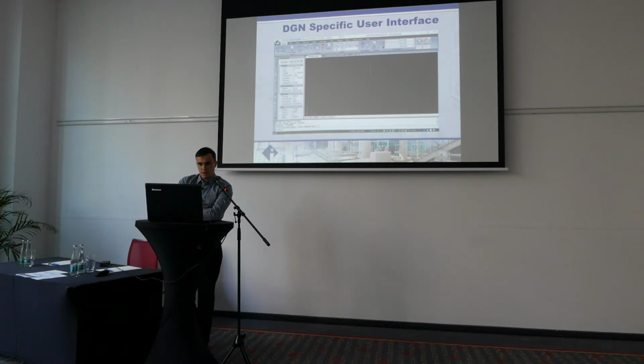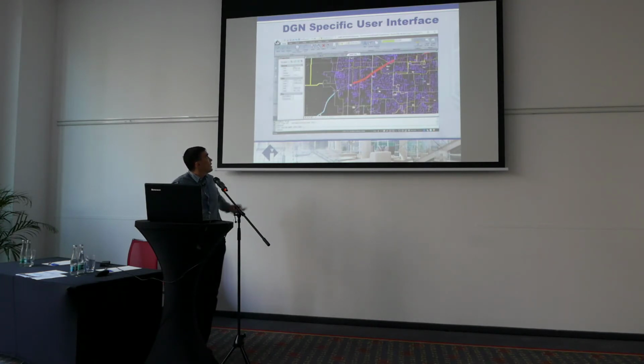Here is an example of the ribbon interface. I will show it in the practical part. You can see that this is the usual ribbon for DWG, and this is how it looks for DGN files. You can see it's changed. Here is another workspace.